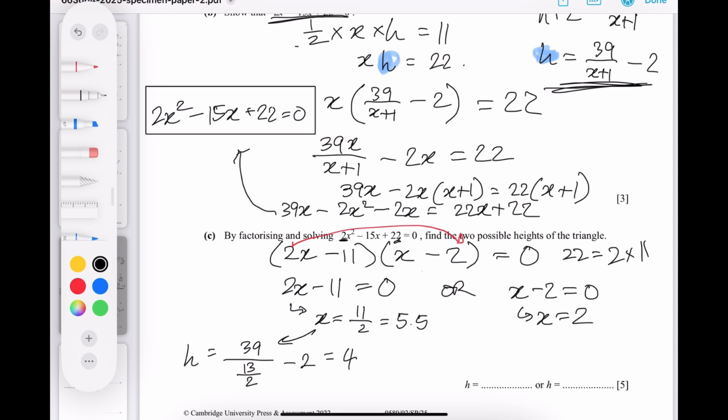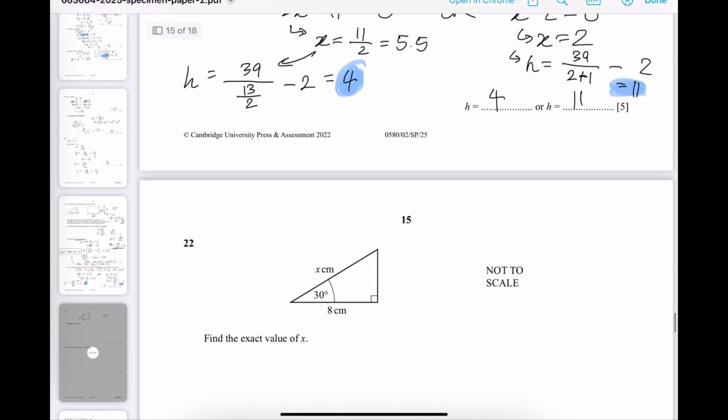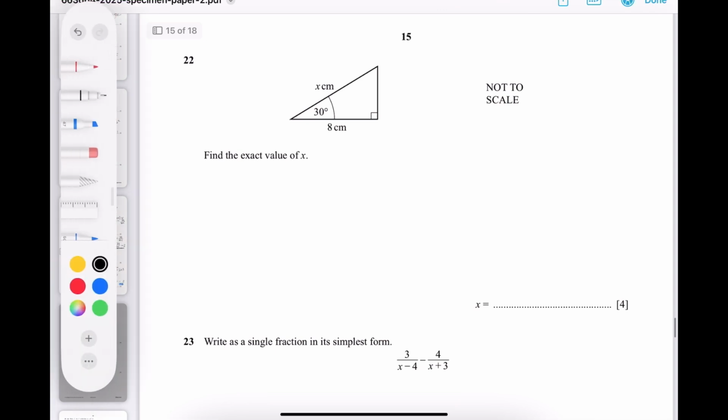If you simplify it, and in this case, height would be equal to 39 over 2 plus 1 minus 2. And 39 divided by 3 is 13, minus 2 is 11. So it's equal to 11. Therefore, the height is either equal to 4 or it's equal to 11. So that's the two possibilities for the height. And that's question 21 done. Okay, so now the next one.